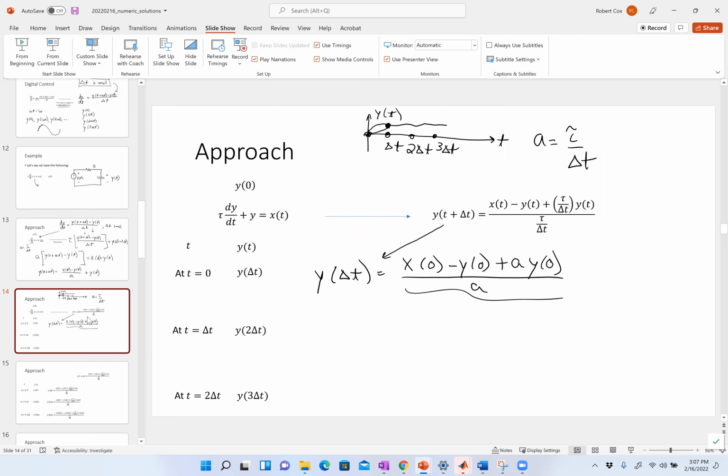That's really what we're doing: we're using this definition of the derivative to predict the value in the future. I'm predicting the value at delta t, where delta t is a little bit ahead of right now. Okay, so 2 delta t, a little bit later. What happens at 2 delta t? How would I write this then?